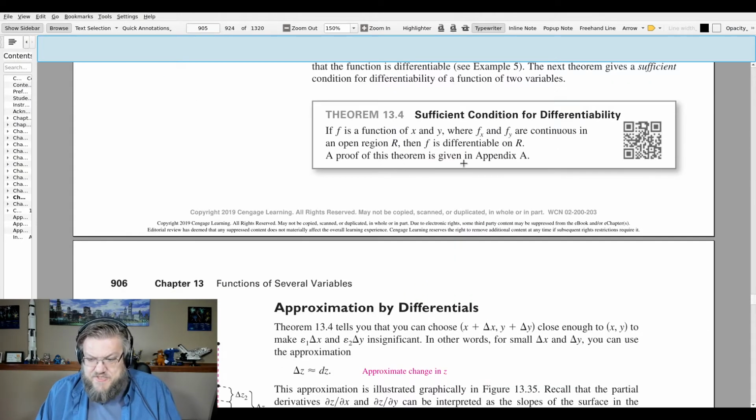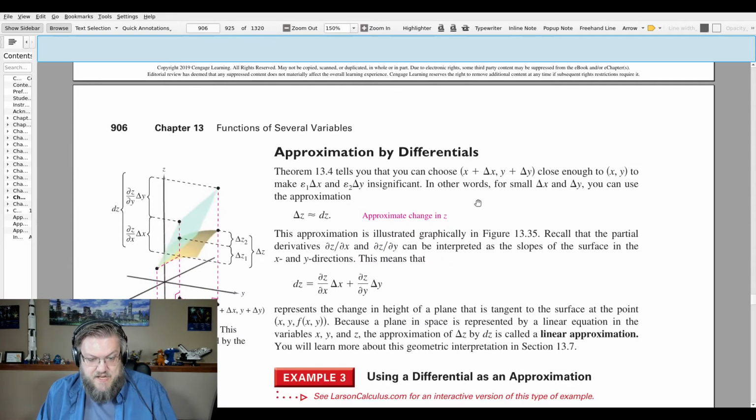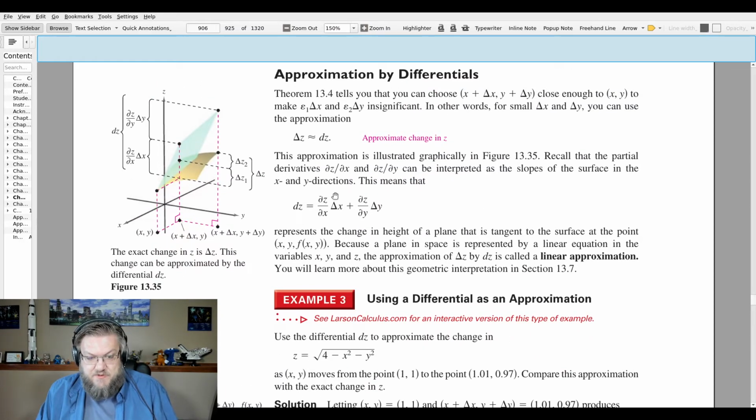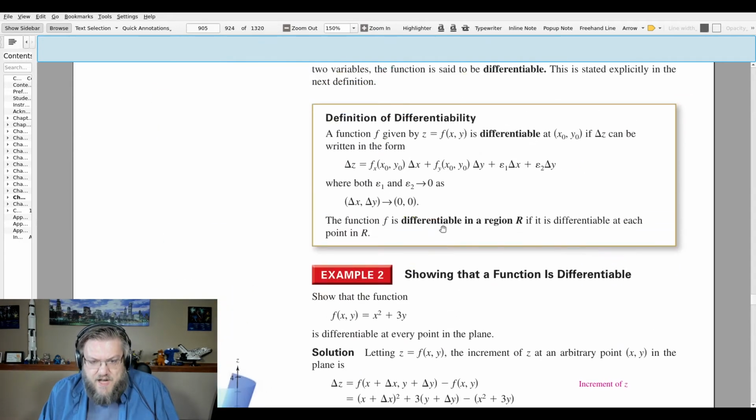So what this is saying is these are conditions that are sufficient to get differentiability. So one of the ways that you can get differentiability, it says if f is a function of x and y, where the partials are continuous, then f is differentiable on R. That means its differential is going to be close to the actual change in z. Here's how they figure this, right? They say this approximation right here is illustrated here, and dz equals partial z with respect to x, delta x, plus the partial z with respect to y, delta y, right?